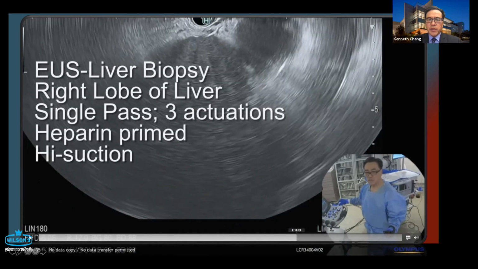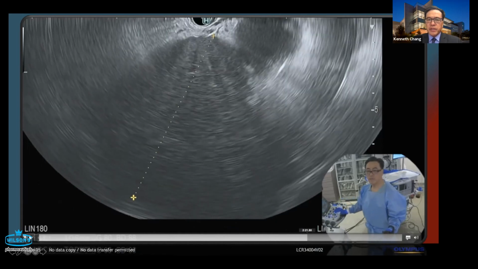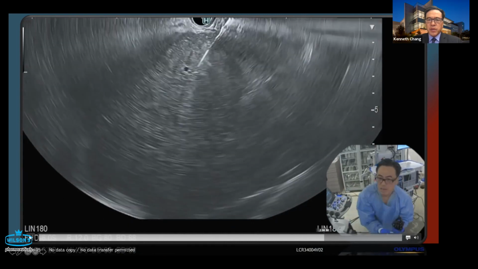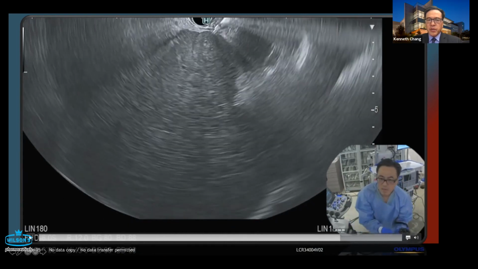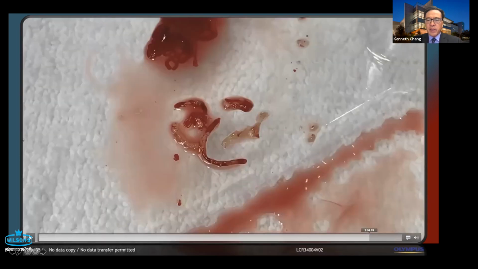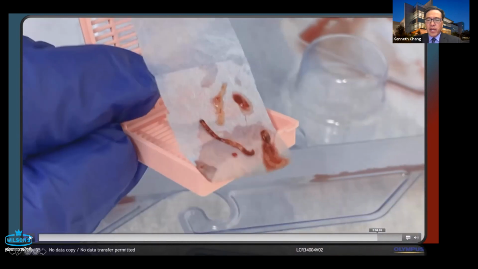Here we're doing 1 pass, 3 actuations. And here we go with pass 1, actuation 1, actuation 2, actuation 3. We come out, and the liver specimen is a little bit more fragmented, but quite adequate.